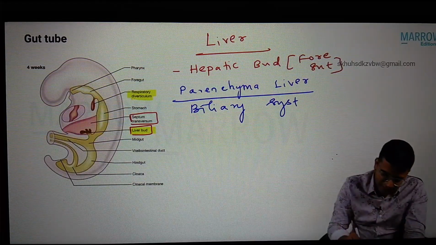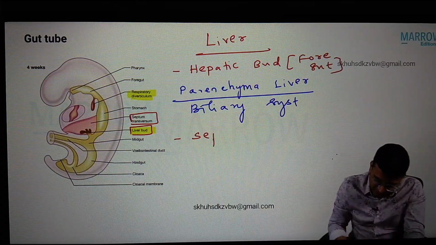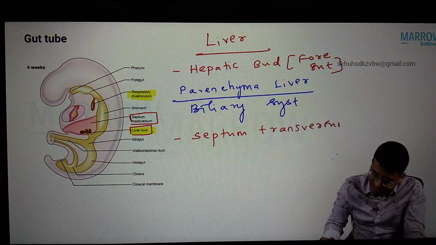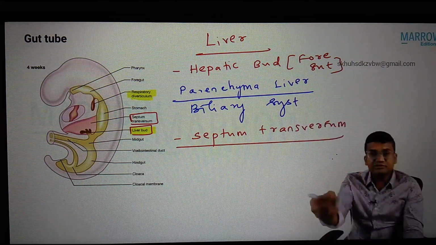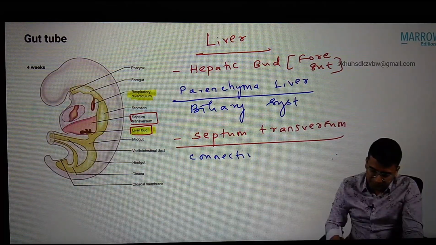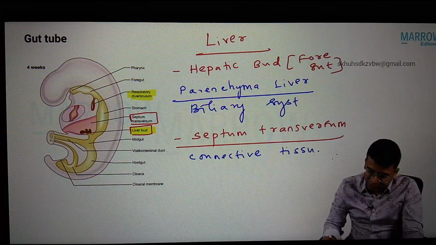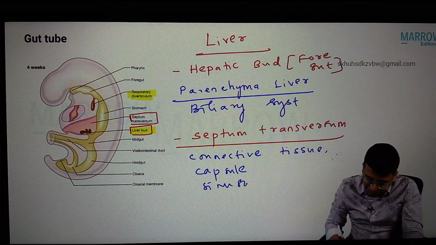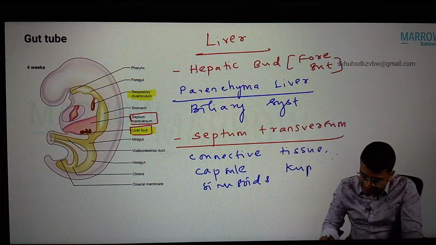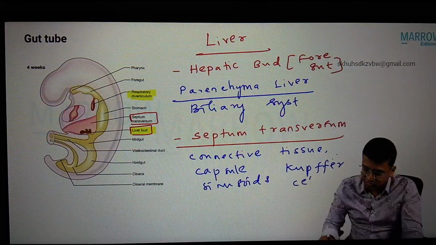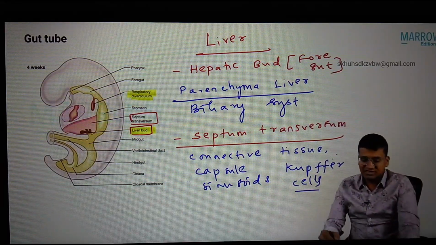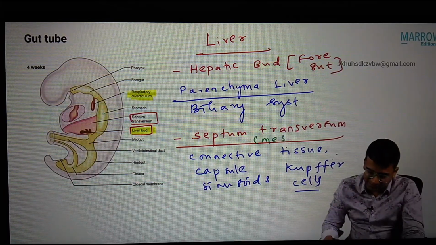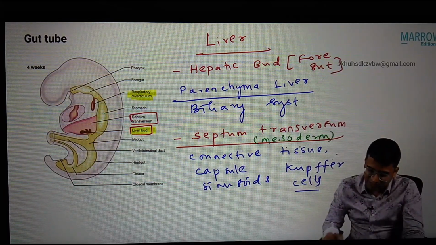Okay, right. Next, the septum transversum. The septum transversum is a mesodermal structure, and that forms the connective tissue of the liver. It forms the capsule of the liver. It also forms the sinusoids of the liver. It also forms the Kupffer cells of the liver. So, all these are coming from the septum transversum. Septum transversum is a mesodermal structure.